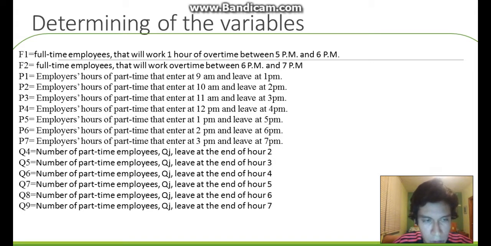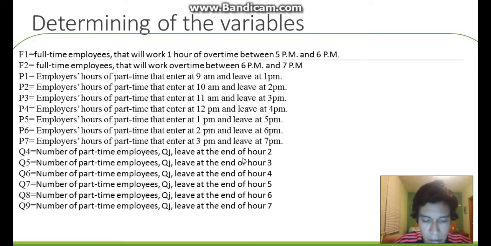Pj will be the number of part-time employees who begin their workday at hour j, for example 1, 2, 3 until 7, with P1 being the number of workers beginning at 9 a.m. and P2 at 10 a.m., like is here on the screen. We will denote P1 until P7 with all the scheduled hours.